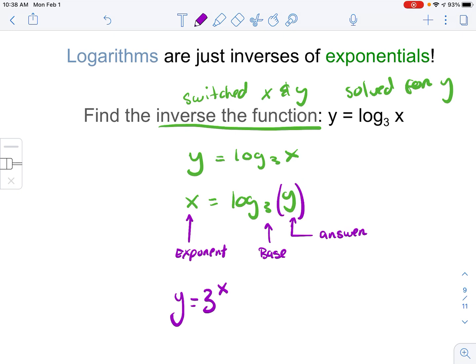So we didn't actually have to do any solving. We just had to do some rewriting. And that's going to be a key way that we solve these exponential and log equations. We're going to just use rewriting to help us.